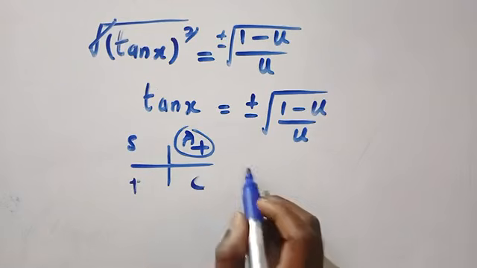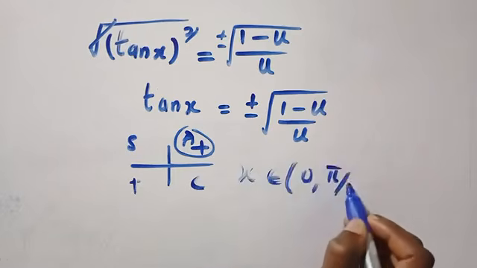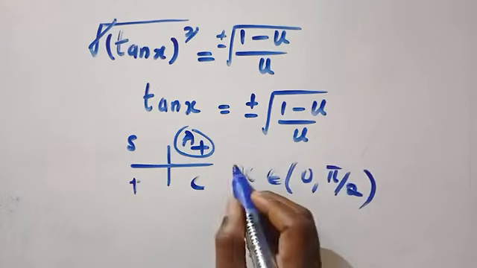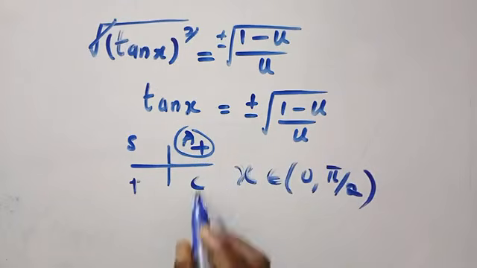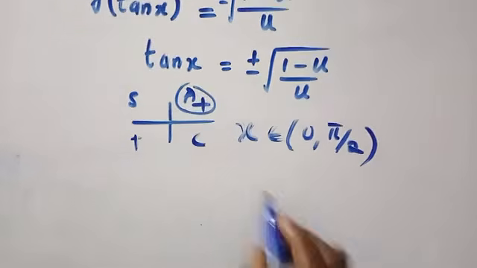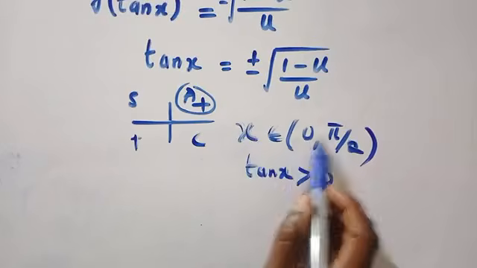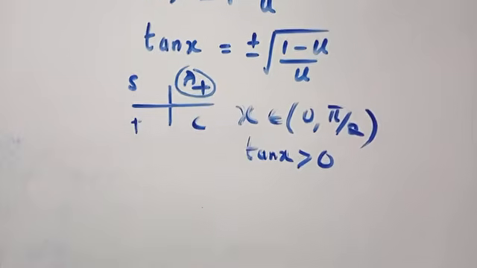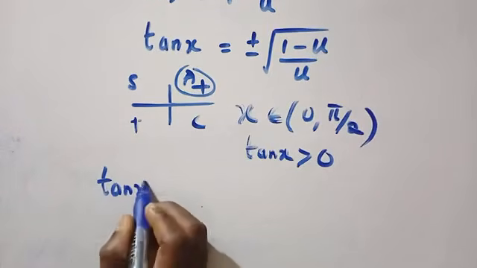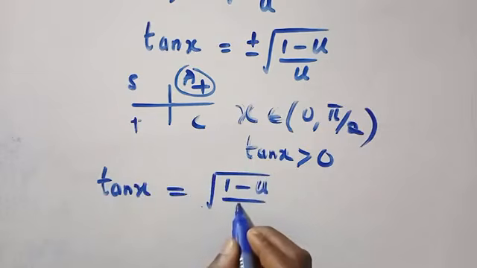If we limit ourselves to having x as a member of 0 to pi over 2, we are going to take a positive because pi over 2 gives us 90, which means the first quadrant. Then we are going to have tan x greater than 0, considering x is a member of 0, pi divided by 2. So therefore, tan x equals the square root of 1 minus u divided by u.